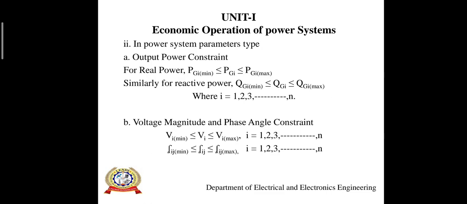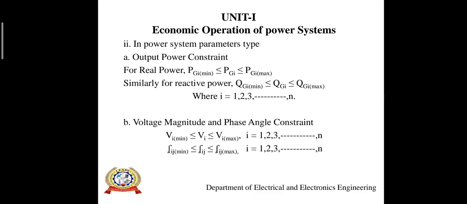The first one is output power constraint. Each generating unit should not operate above its rating or below minimum generation. The minimum value of real power generation is determined from the technical feasibility. That is, we have a minimum limit and a maximum limit. So for real power generation we can write PGi minimum less than or equal to PGi less than or equal to PGi maximum.